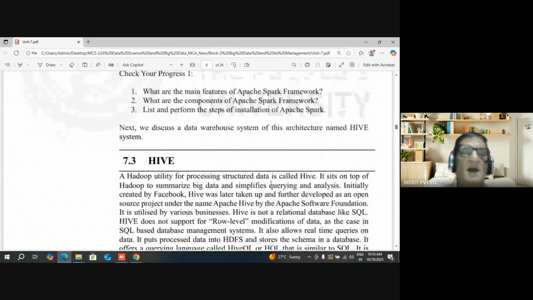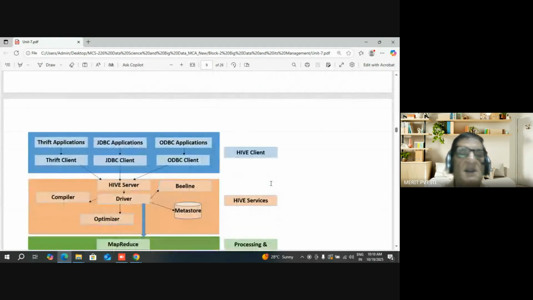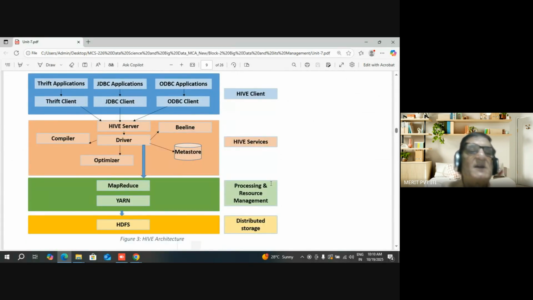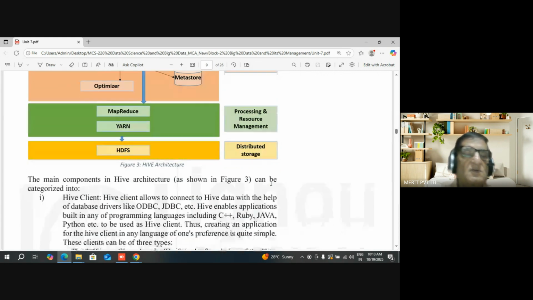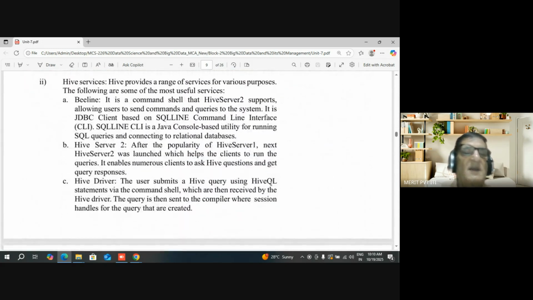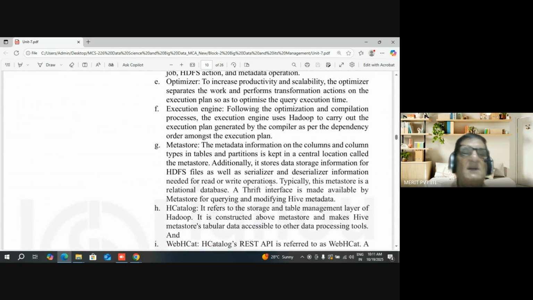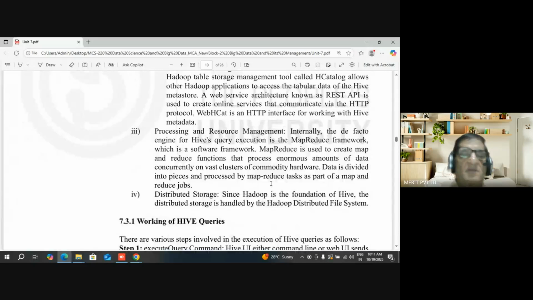This is a Hadoop utility for processing structured data. It is called Hive. It sits on top of Hadoop. So that's again ये Hive का बताया हुआ Hive server है, compiler है, driver है, beeline है, metastore है, optimizer है. So these are the things which are there. So processing and resource management, distributed storage, Hive client आ गया, तो Hive services आ गया, HiveServer2, Hive driver. All these are the Hive compiler, optimizer, execution engine. All these things are there of Hive.